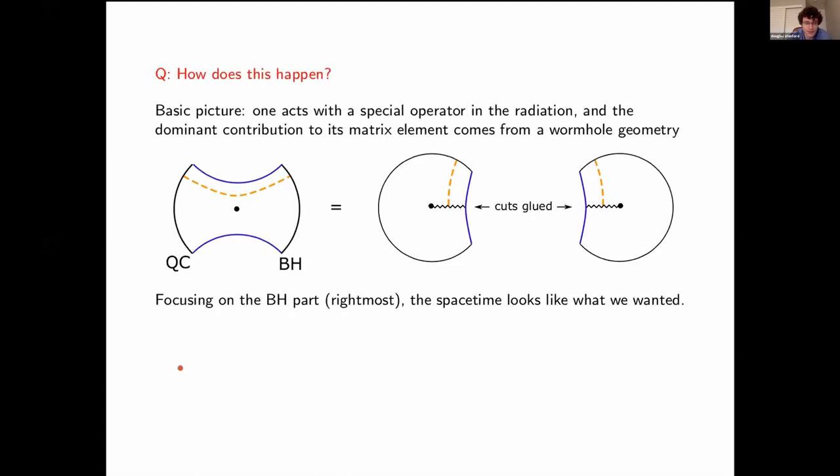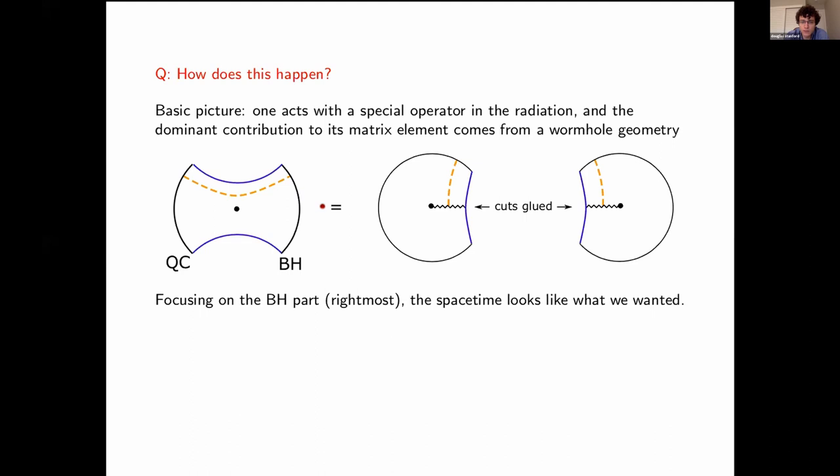So here's a picture of the wormhole geometry. We'll discuss a little bit more about it later, but for the moment it has two asymptotic boundaries. One of them corresponds to our actual physical black hole, and the other one corresponds somehow to the radiation or to a quantum computer acting on the radiation. And there's this particle here, the dashed orange line, which is going on this Euclidean trajectory between the two boundaries.